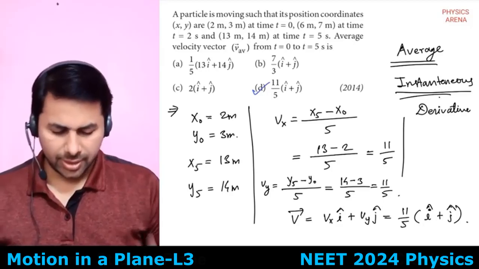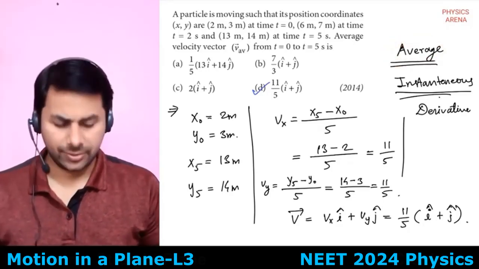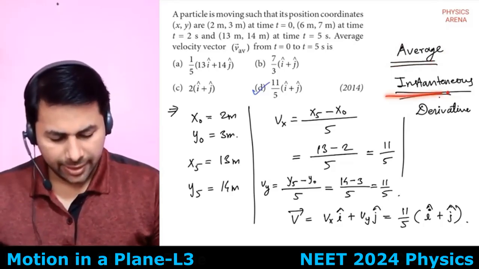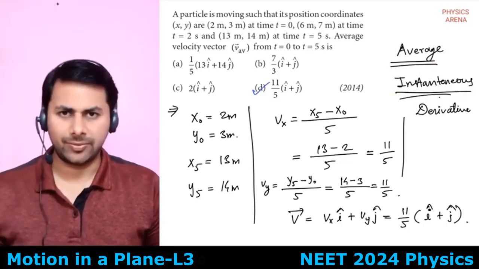So remember this thing. Whenever average is asked, there will be difference. You have to find difference. And whenever instantaneous quantity is asked, then only you will take derivative.